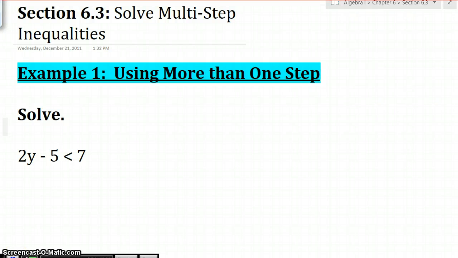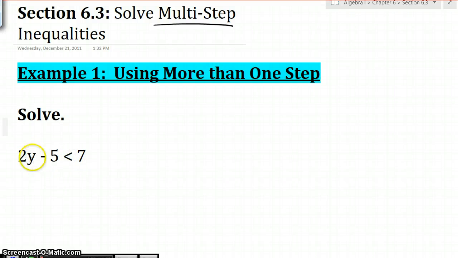Alright, section 6.3 is on solving multi-step inequalities. You have solved inequalities with adding and subtracting, and you've done it with multiplication and division, and now we're going to put it all together and do multi-step inequalities. So we're going to solve these using more than one step. This is just like an equation, except now you have an inequality instead of an equal sign.